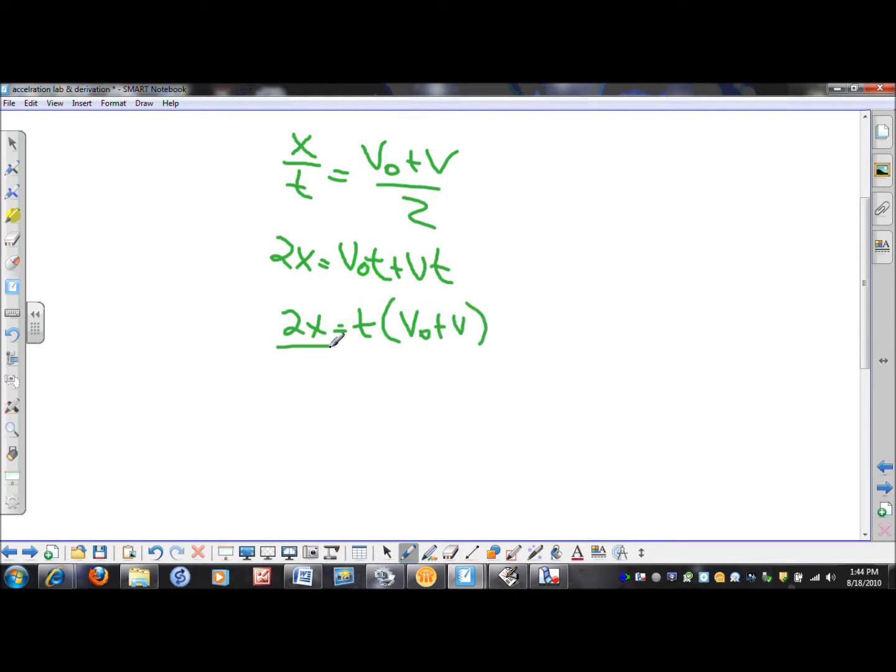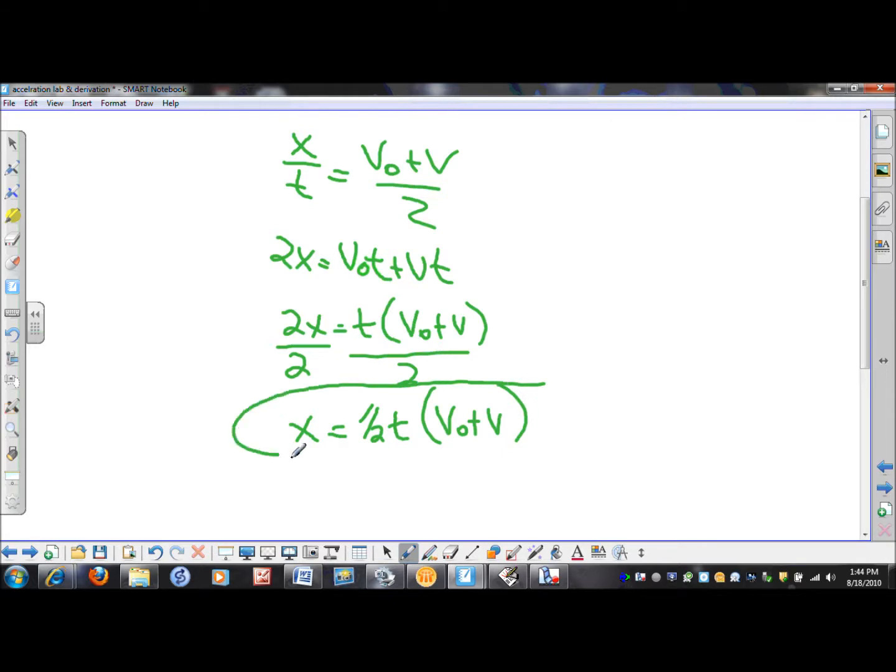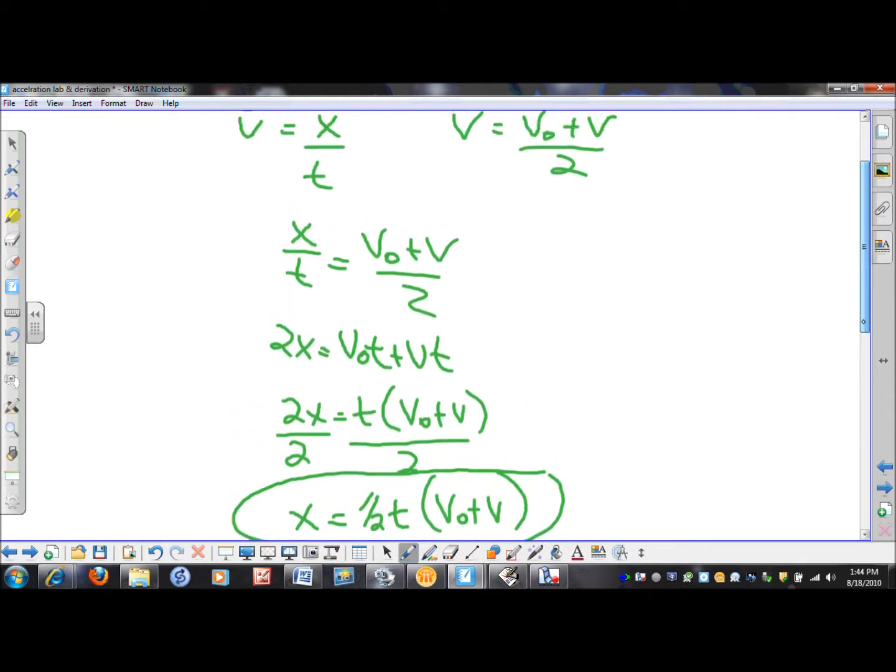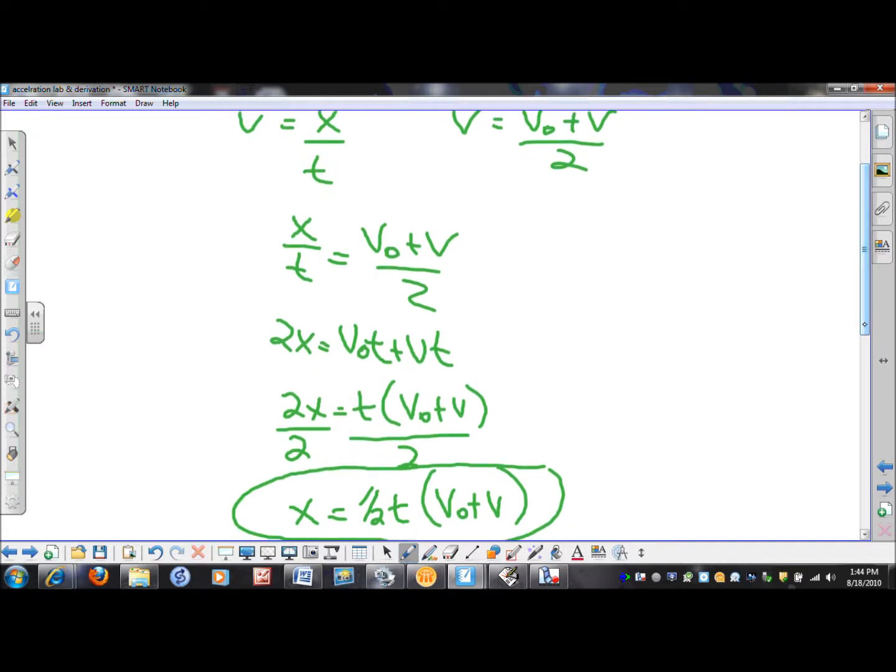And let's get x by itself. That's how you'll typically see it in a textbook, solve for x, but you don't have to solve for x. That's the same thing as saying 1/2 t, having 2 there just means 1/2, times v naught plus v. There's our last equation. Boom, 4 equations. 4 powerful equations that allow you to make any prediction.